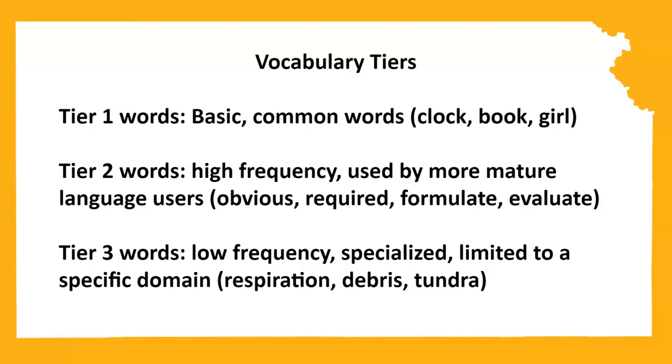And Tier 3 words are low frequency. They're very specialized. They're very focused on a specific domain. These are words that you might teach as the need arises, but often these words already have supports in the text or a definition right after the word. For example, a text might read, photosynthesis is the process in which light energy is converted to chemical energy in the form of sugars. So in this case, it wouldn't be necessary to explicitly teach the word because the text has already defined it.